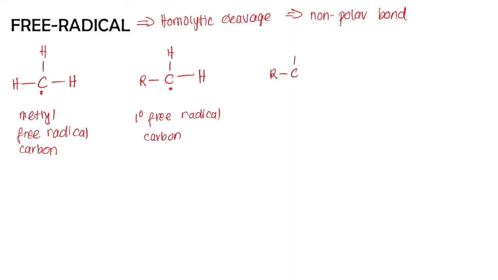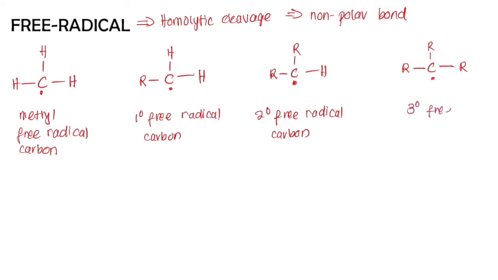And then we have secondary free radical carbon. And lastly, we have tertiary free radical carbon. Kena tulis full carbon. Free radical carbon. So the symbol for free radical is big dot like this. Itu adalah simbol untuk free radical.